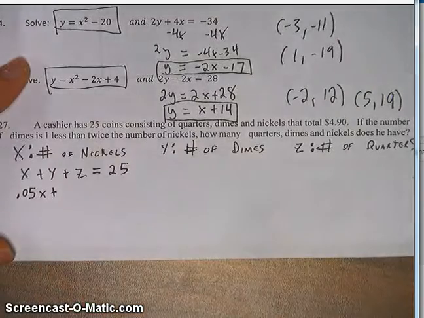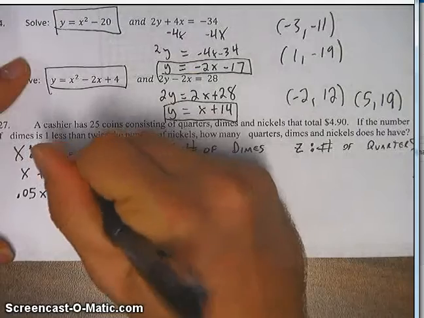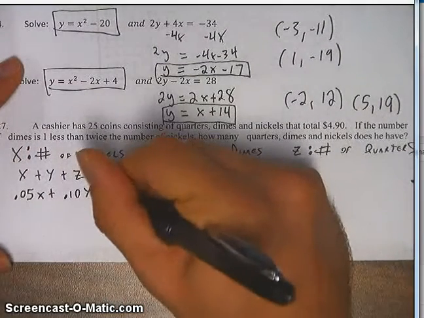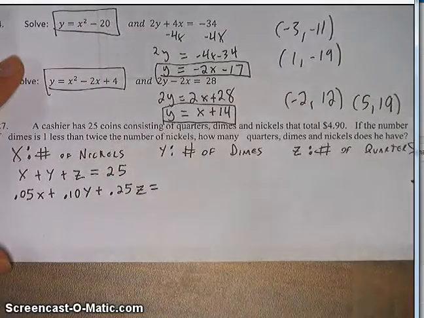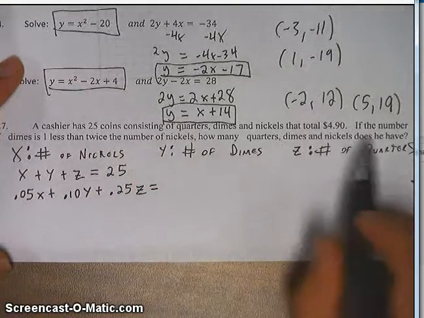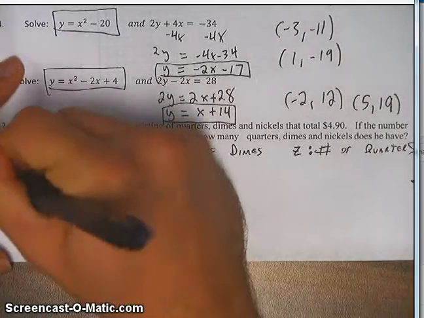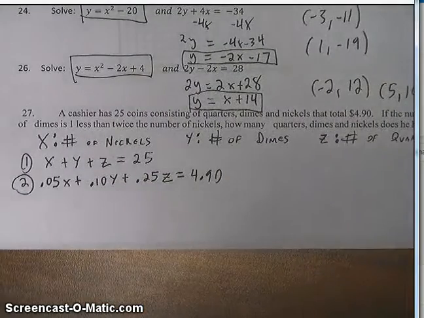Now the value of a nickel is 5/100ths of a dollar, so 0.05x plus the value of a dime, one dime is 1/10 of a dollar, 0.10y plus the value of a quarter is 0.25z equals the total value that he's got, 490. Now these two equations are in standard form. They're ready to be typed into a matrix right as they are.